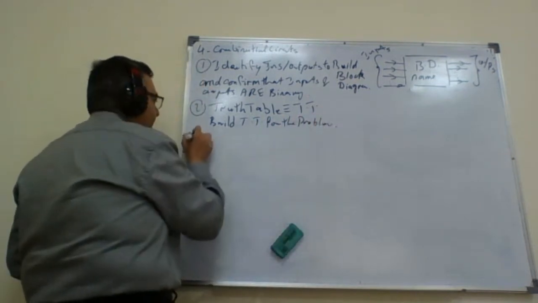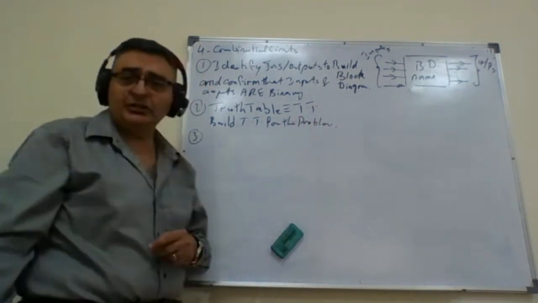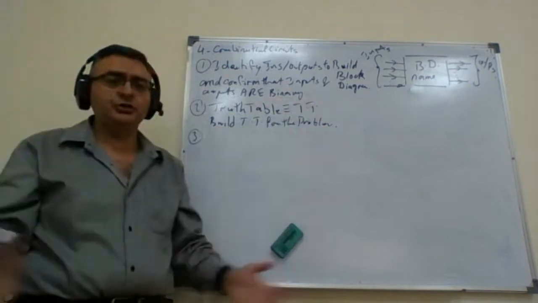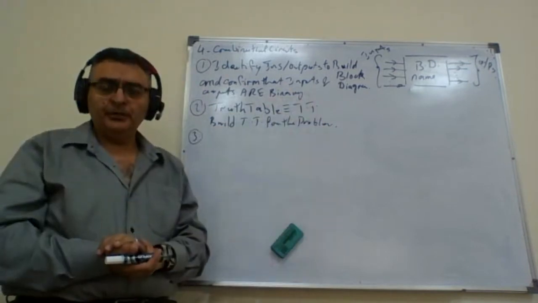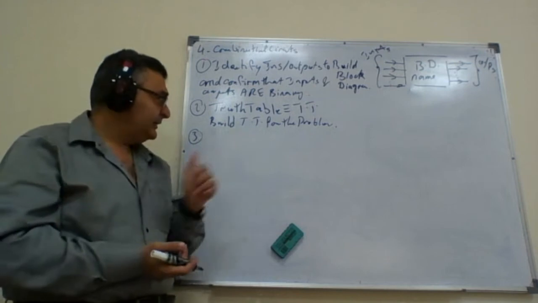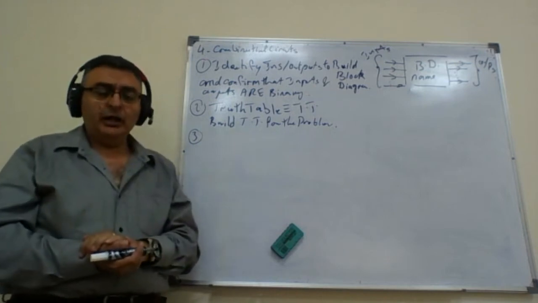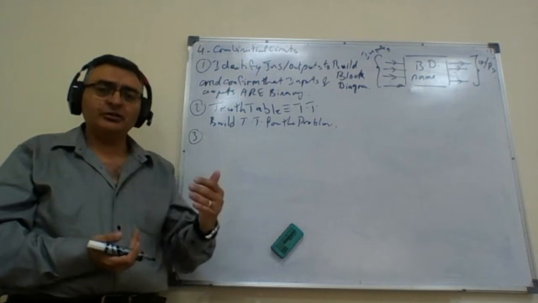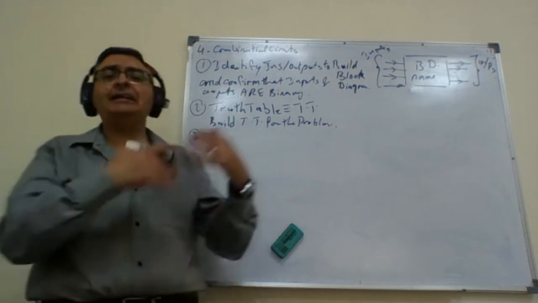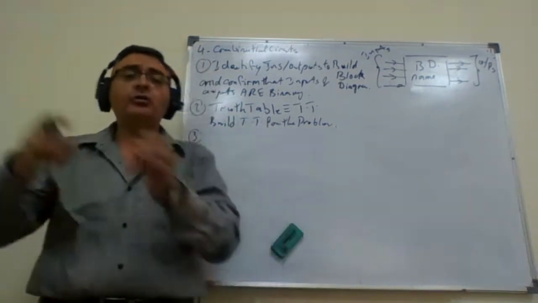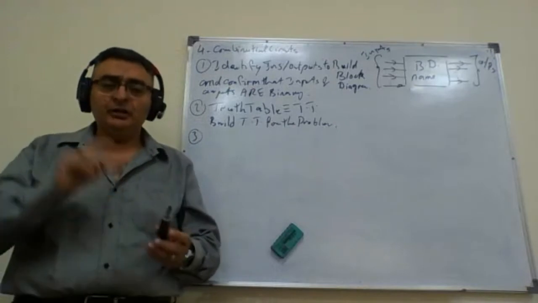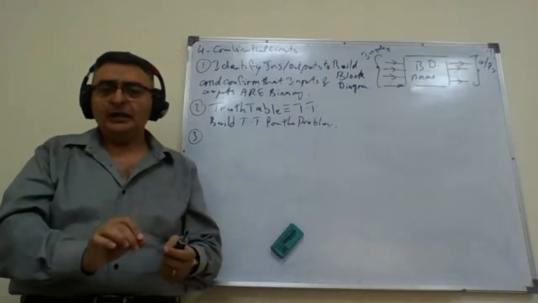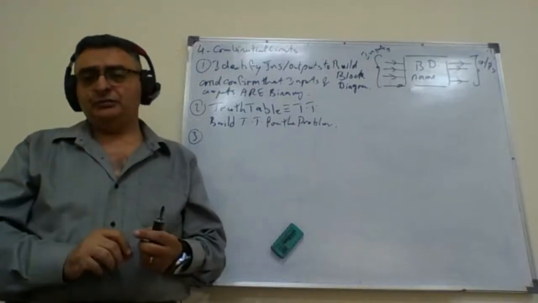Step number 3, what comes after the TT? If I successfully build a truth table for my problem, next I need to design the circuit. In order to design the circuit, are we seeking a design for the circuit or the best design of the circuit? The best design of the circuit actually has three features.